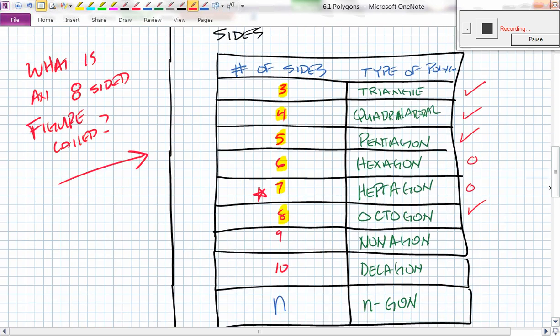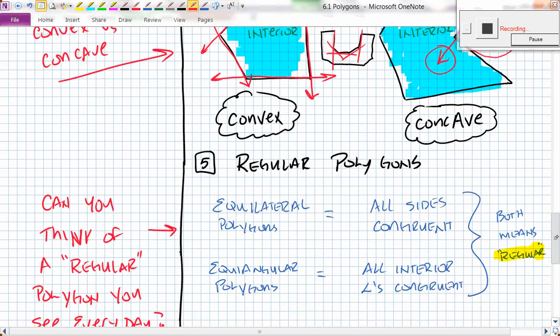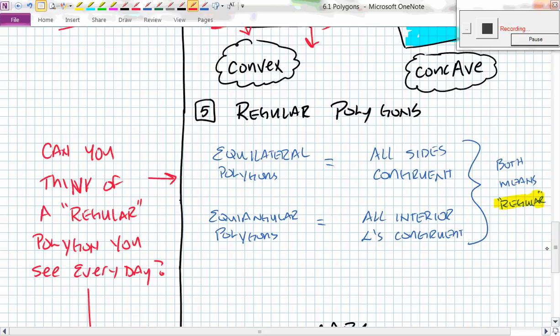Nice job. Okay, last idea of the day is something called a regular polygon. So regular polygon, two things happen, right? The first thing, equilateral polygons, all sides are congruent. The second thing, equiangular polygons, all interior angles are congruent. When you have both of these, that means you have a regular polygon.